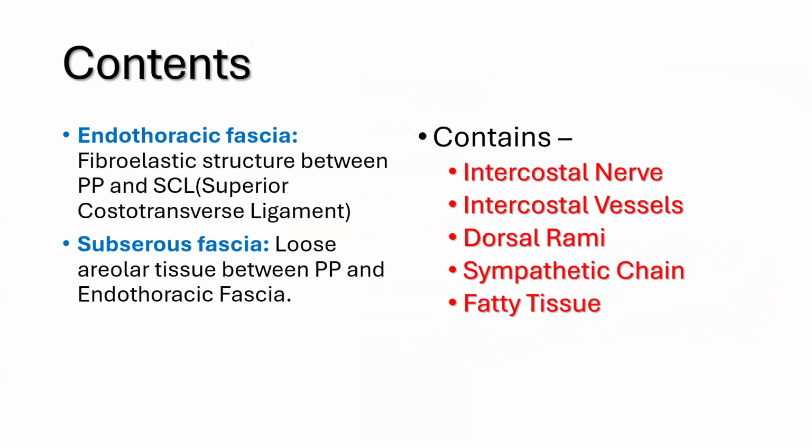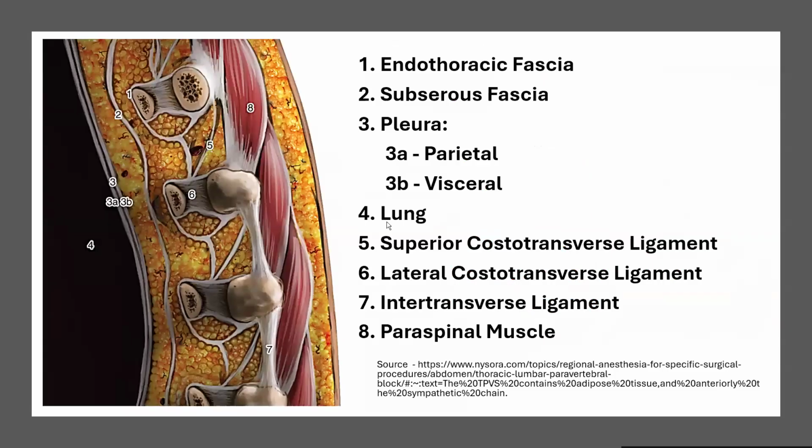And there are two fasciae contained: the endothoracic fascia and the subserous fascia. The important contents are the intercostal nerve, intercostal vessels, dorsal rami, sympathetic chain, and a little bit of fatty tissue. If you look at this point, you can see the endothoracic fascia. Here you can see the subserous fascia. These are the visceral and parietal pleura.